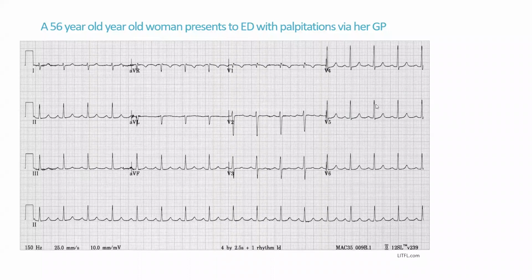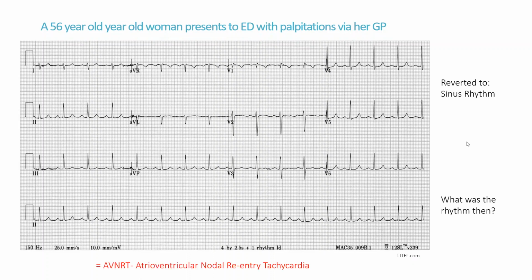So here's a question for you. Can you think of any rhythms that go very fast, a narrow complex tachycardia that you used adenosine on, and that's now brought you back to normal sinus rhythm? Anybody put in the chat what they think such a rhythm could be? Go on. Yeah, exactly. Yeah, brilliant. So at your level, yes. So what was the rhythm then? Yep, atrioventricular nodal reentry tachycardia. Well done. So what is that?